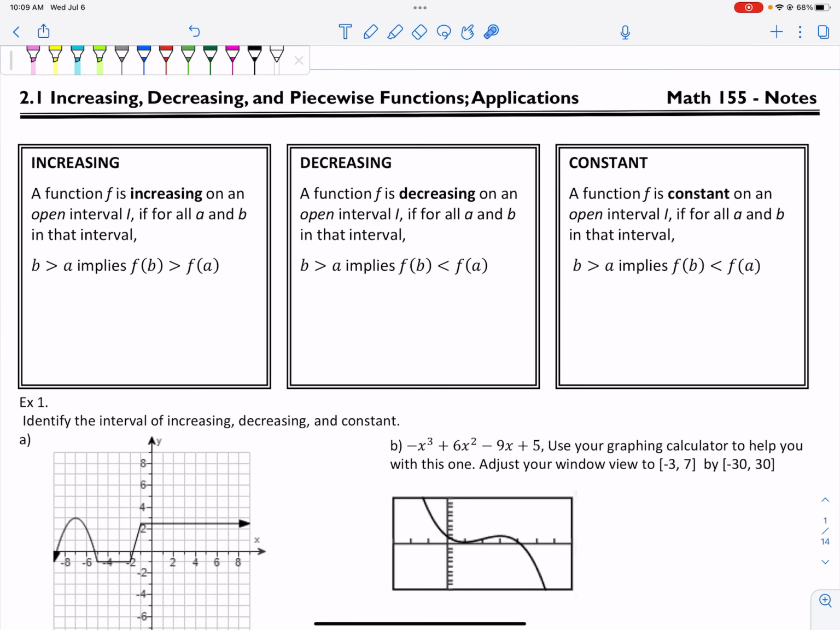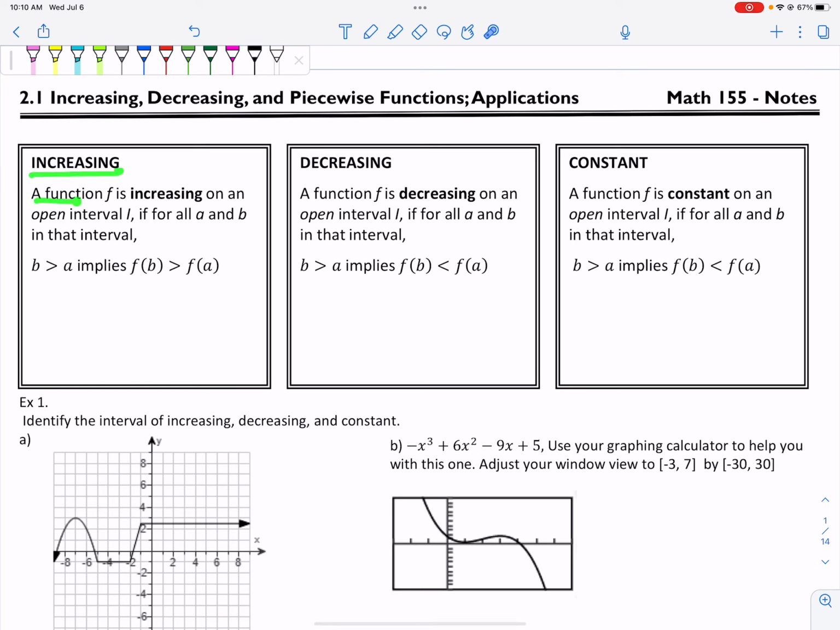Hi, in this video, I will show you guys how to identify where a function is increasing, where it's decreasing, and where it is constant. First, we will look at the formal definition, then we'll look at the visual to help us understand the definition.